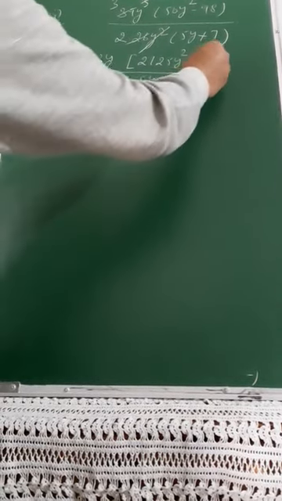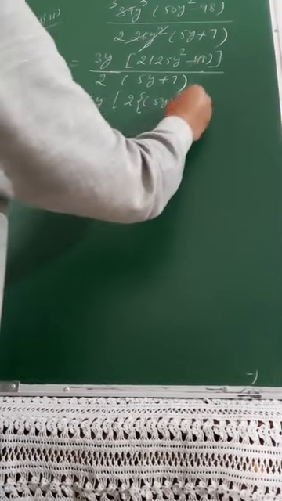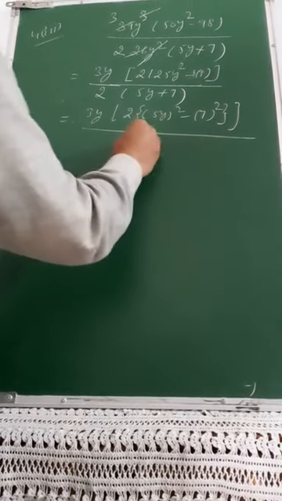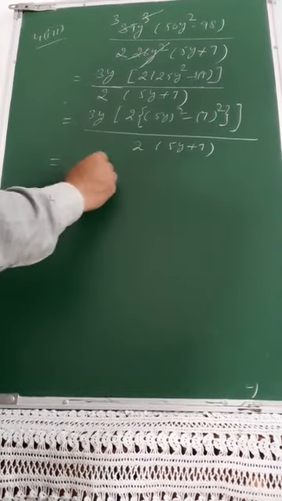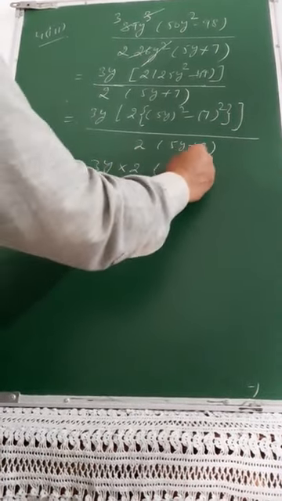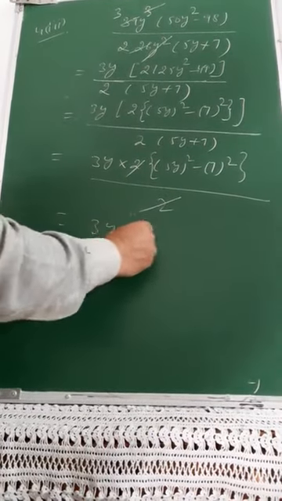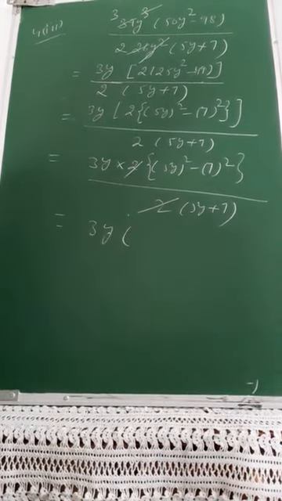2 into, what is this, 5y whole square, you can use curly brackets here, and minus 7 square. Close this bracket, upon that is 2 into 5y plus 7. So now I am left with 3y into 2 into 5y square minus 7 square, something like this, upon 2. You see this 2 I can cancel straight away, 3y, and here it was 5y plus 7, because these are getting multiplied, so I can do the cancellation.